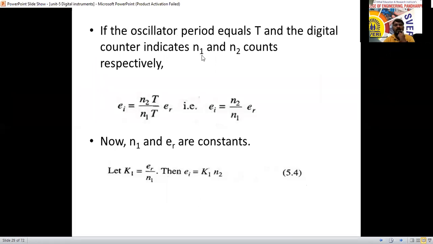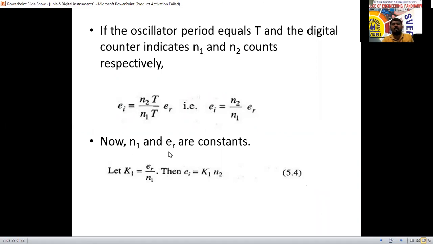Now, if the oscillator period equals T and the digital counter indicates N1 and N2 counts here. This is the counter: the number of counts N1, N2 were counted. Then EI equal to N2 into T divided by N1 into T, into ER. In the place of T2 we are going to consider N2 into T, and in the place of T1, N1 into T. So T gets cancelled here, giving T N2 divided by N1. This is also what you can write here.